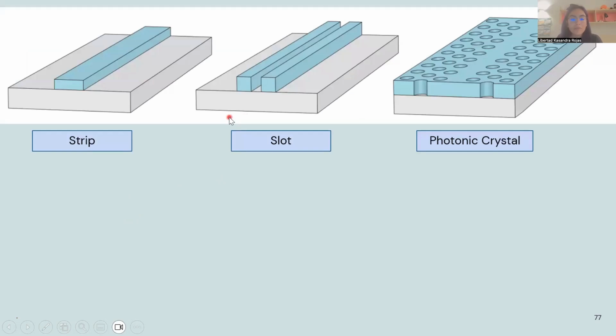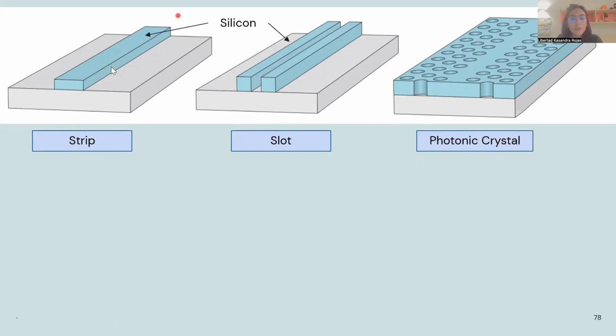But aside from slot type waveguides, we also have other types of waveguides. In this case, I'm just showing you here, we have strip waveguides and photonic crystal waveguides. Now, I'm not going to go too deep into photonic crystal waveguides since I would ask you guys later on to actually explore how this works. But let's diverge a bit from our slot waveguides and let's look into strip waveguides.